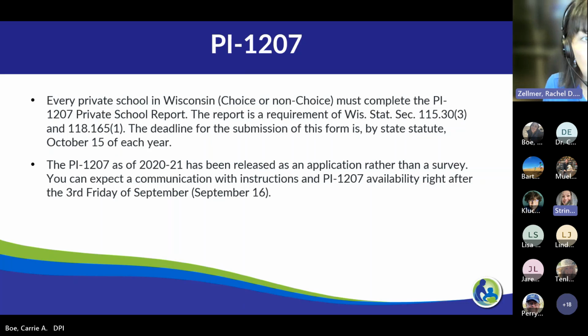As Jeff and Carrie were going over the school directory and WAMS and getting into the systems, the PI 1207 private school report is a web-based application that you log into with your WAMS ID. It's a really, really simple process. It's a very short window to complete, but it's very easy at the same time. I'm going to show you the screens in just a second.